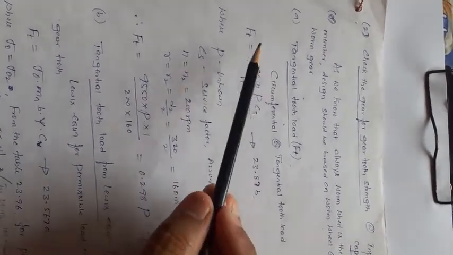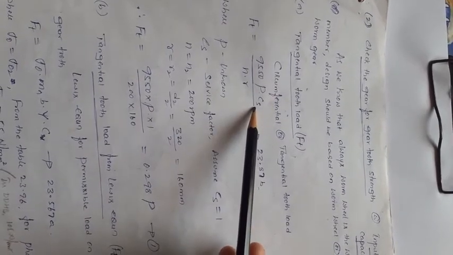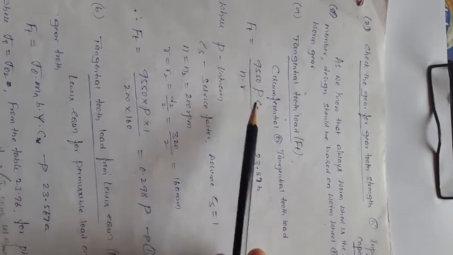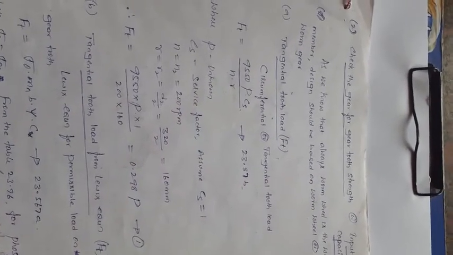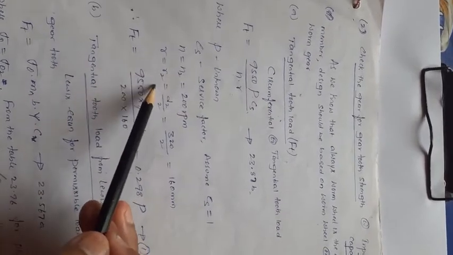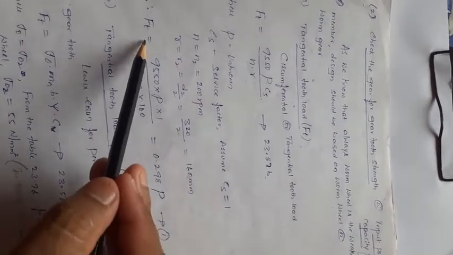Now in that, Ft is unknown, P is also unknown, Cs is the service factor, assume it is 1. N and R are the speed and radius of the weaker member. The weaker member is the worm wheel, right? N is equal to N2, 200 rpm, R is equal to R2, we will get that as 160 mm. Now back substitute, and Ft we will get in terms of P as 0.298 P.